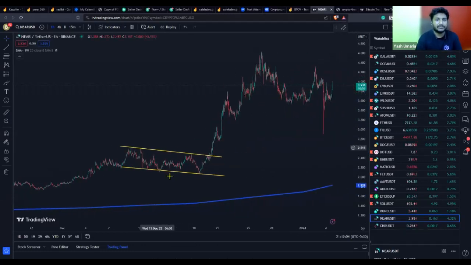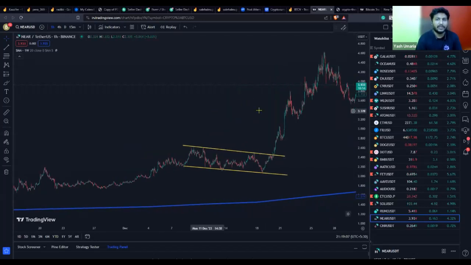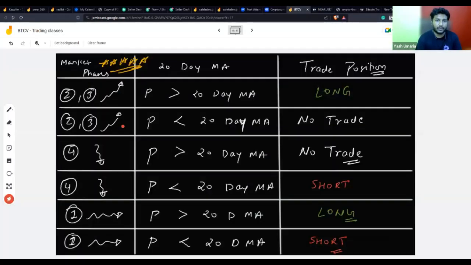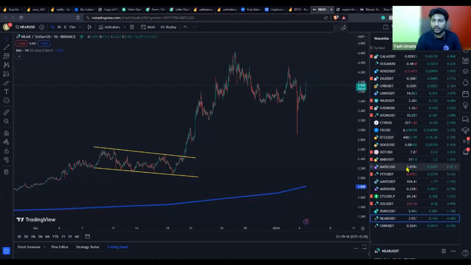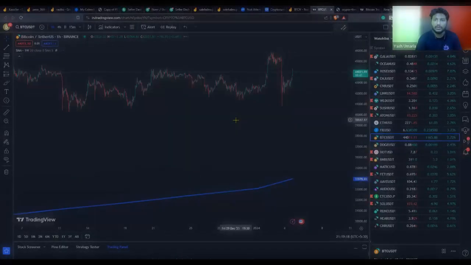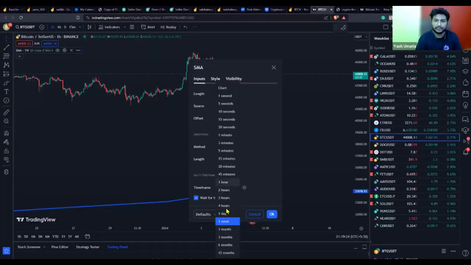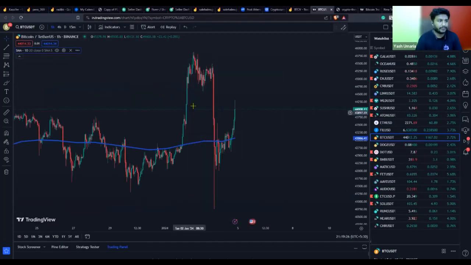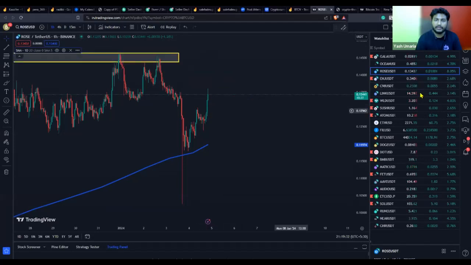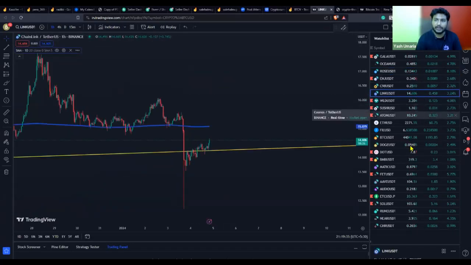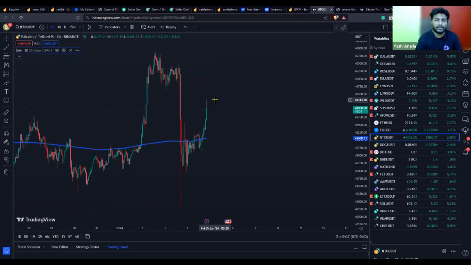That's an insane move of 50%. It helps you understand why, because now you understand this topic. Once you understand this particular part, it becomes very easy for you. Even right now, the Bitcoin is above the 20-day moving average. That means everything is positive. Even everything is moving up. Why? Because BTC is above the 20-day moving average.